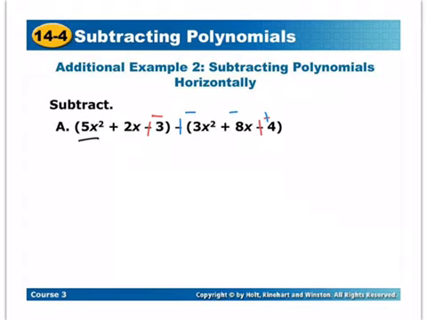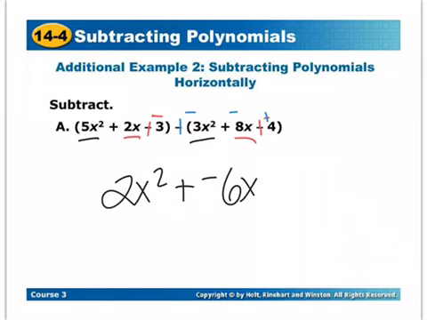We've got a 5x squared and a negative 3x squared, which gives us 2x squared. Plus, we have a 2x and a negative 8x, which is going to give us a negative 6x. Plus, we look at the negative 3 and the positive 4, and that will give us a positive 1. So, subtracting these polynomials will give you the answer of 2x squared plus negative 6x plus 1. Let's try another one.